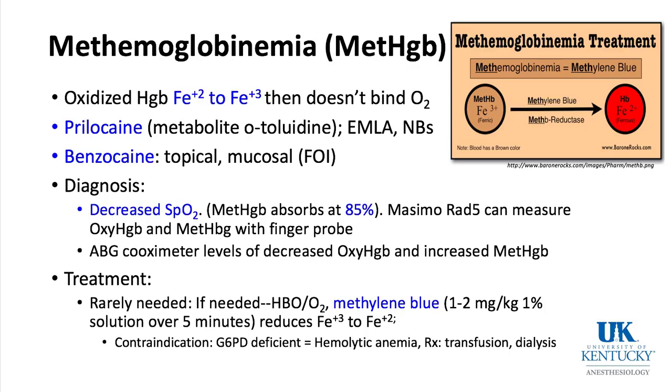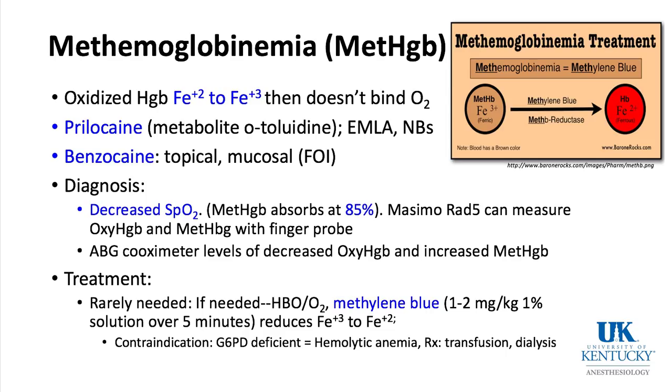An arterial blood gas sent off and measured on a co-oximeter can document levels of decreased oxyhemoglobin and increased amount of methemoglobin. Treatment, if it becomes necessary, is classically methylene blue. However, simply giving oxygen, stopping the administration of whatever the offending agent is, the benzocaine, for example, hyperbaric oxygen occasionally, methylene blue in a treatment dose of 1 to 2 milligrams per kilogram of a 1% solution over about 5 minutes can reduce Fe+3 back to Fe+2.